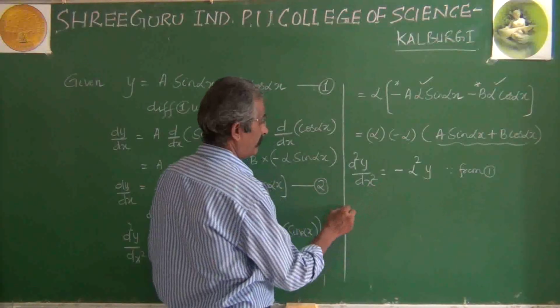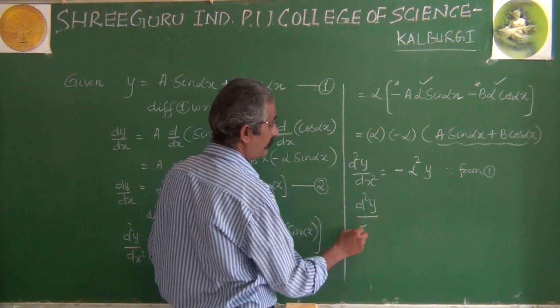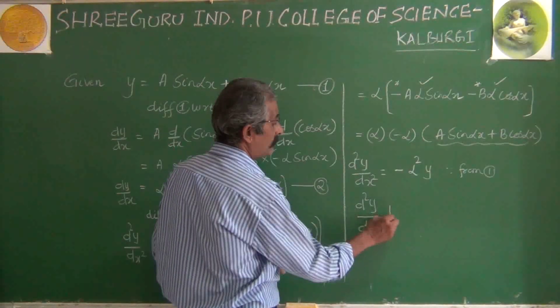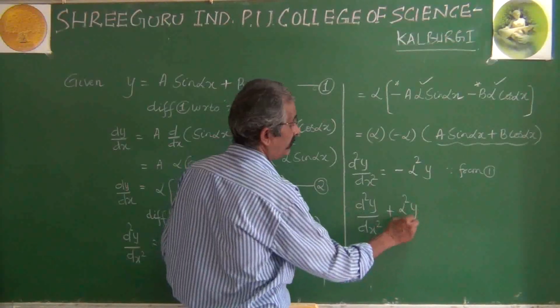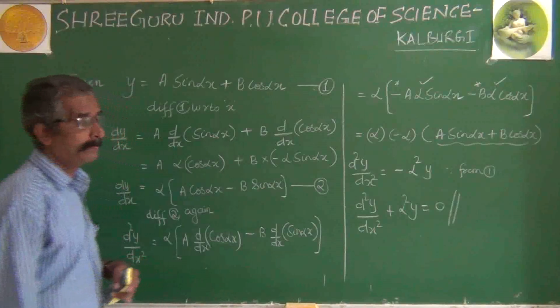Finally, d2y by dx2 plus alpha square y equal to 0. That's the required result.